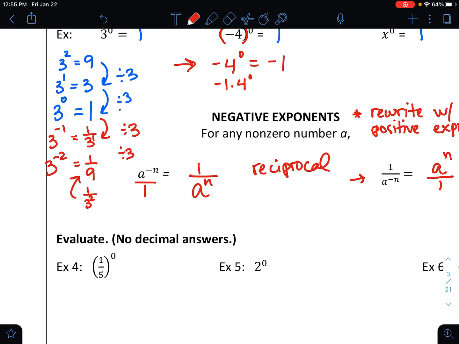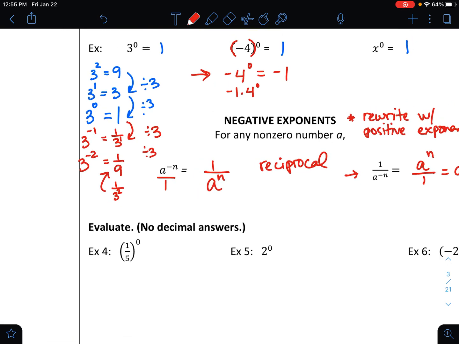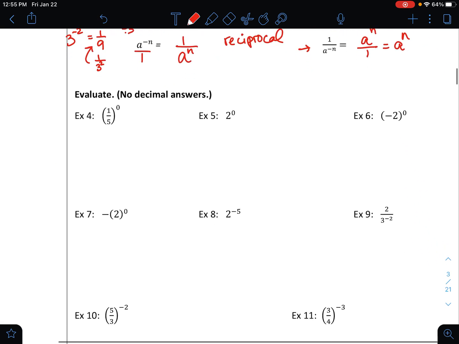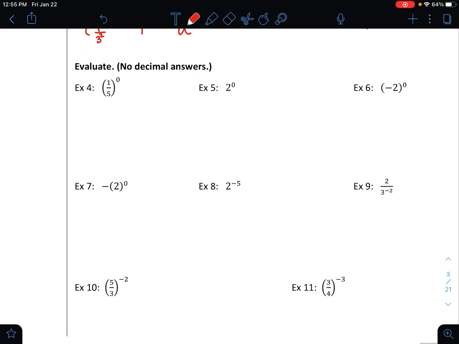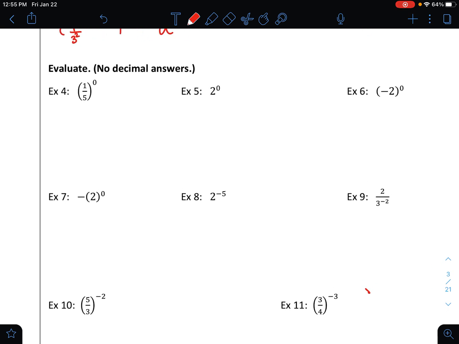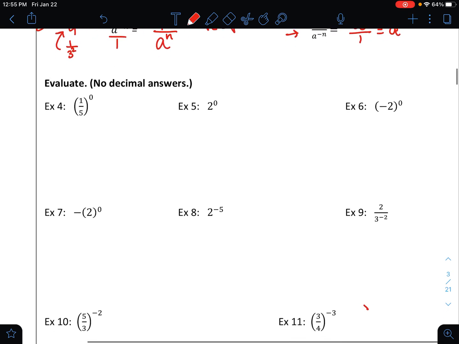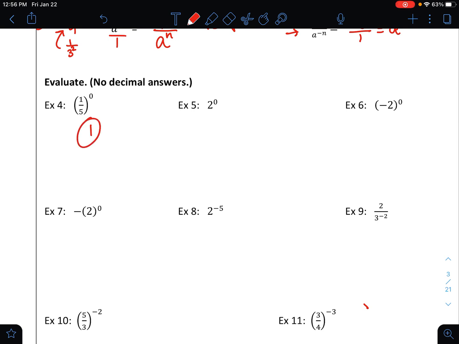So you evaluate it by keeping, and because we don't want decimals, if I type this into my calculator, I most likely will get a decimal. So we evaluate by taking the reciprocal and making the power positive. Okay, let's run through some answers here. Let's evaluate. Let's keep them as fractions if we need to. All right, 1/5 to the 0. Anything to the 0 power is 1. 2 to the 0. Anything to the 0 power is 1. -2 to the 0. So it's the entire number to the 0, gonna be 1.